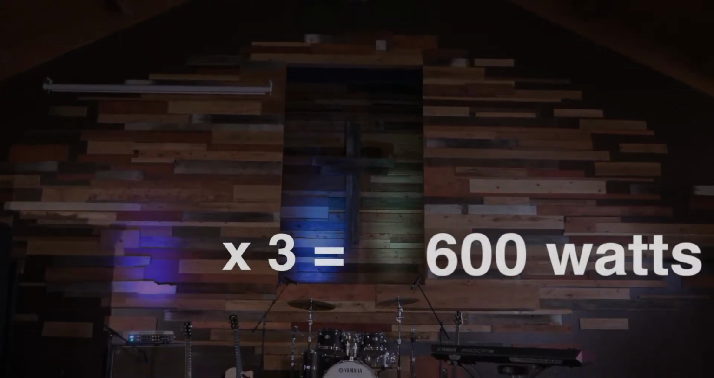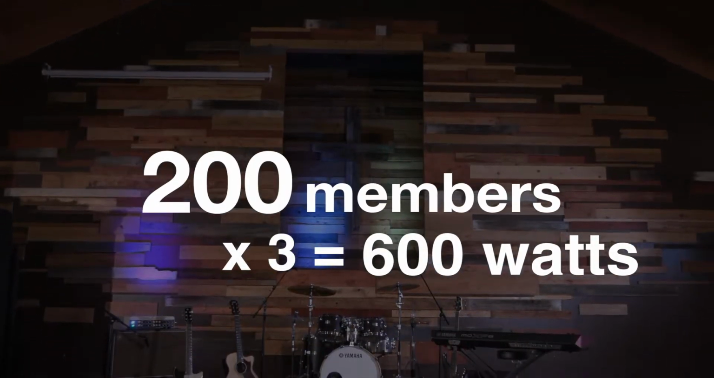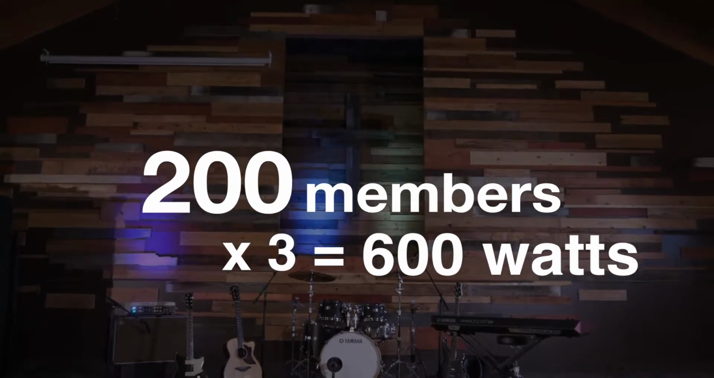Example, if you have a 200-seat church with music in your worship service, you should look for a system with at least 500 watts of power handling.